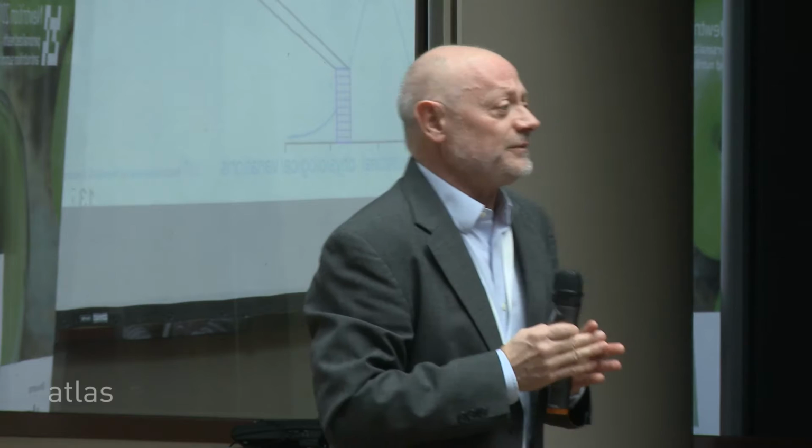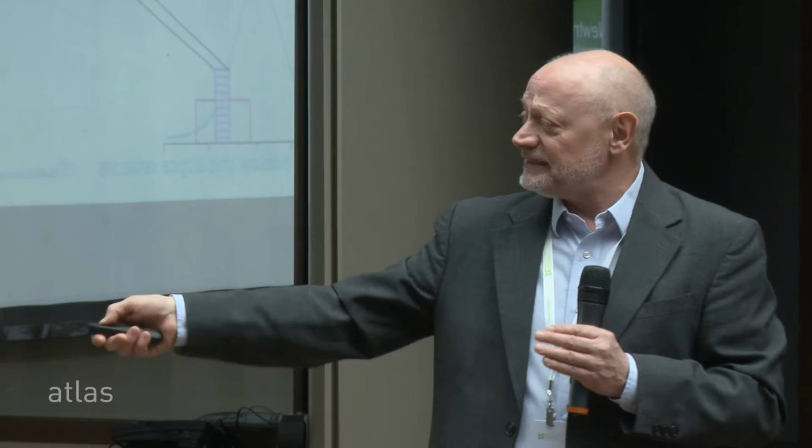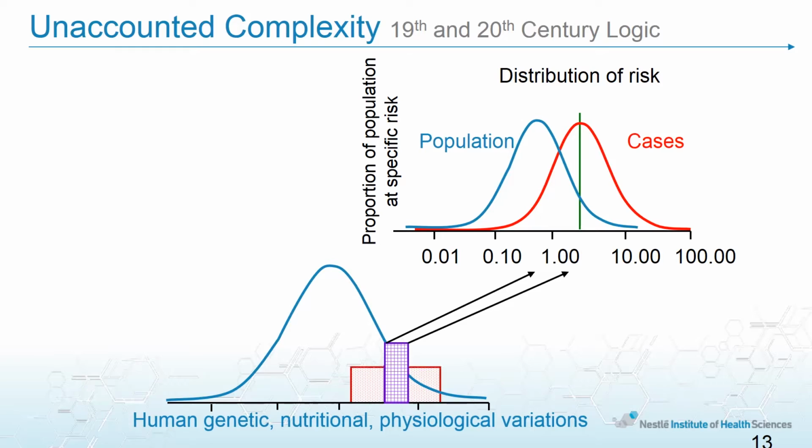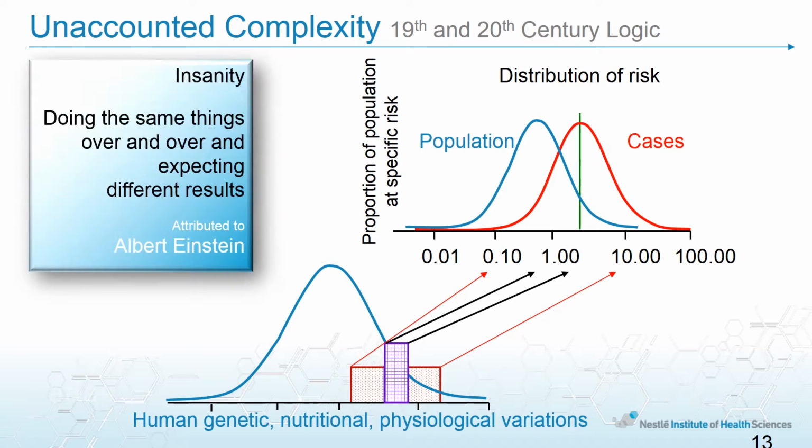What they're actually doing is not increasing the signal to noise, but adding diversity and complexity to the study, because everybody that they add to the study is different in all of those different areas. So they're actually lowering the signal to noise by putting in additional people. So Einstein was supposed to have said, although he didn't, doing the same things over and over and expecting different results.